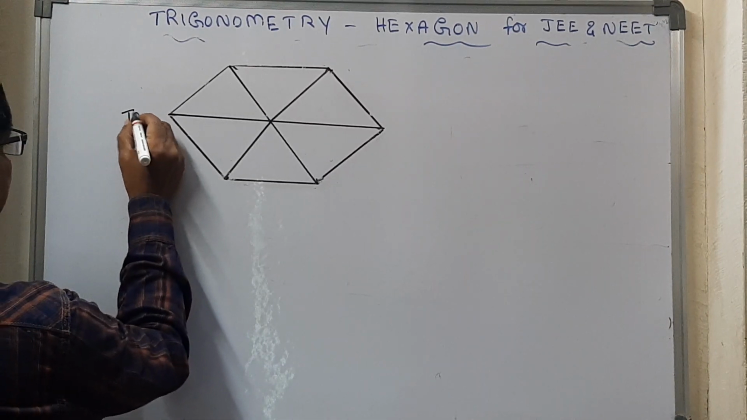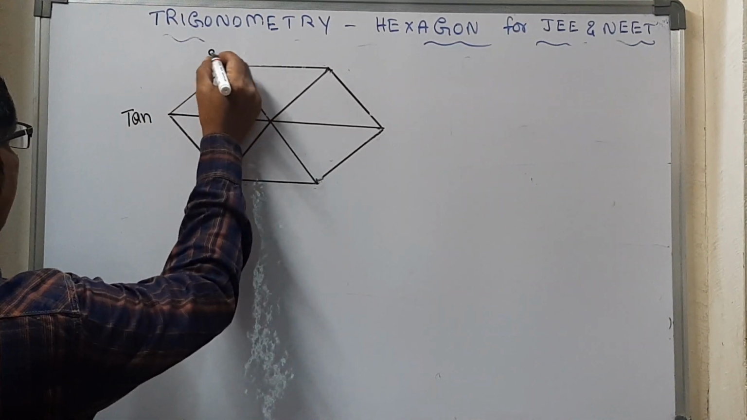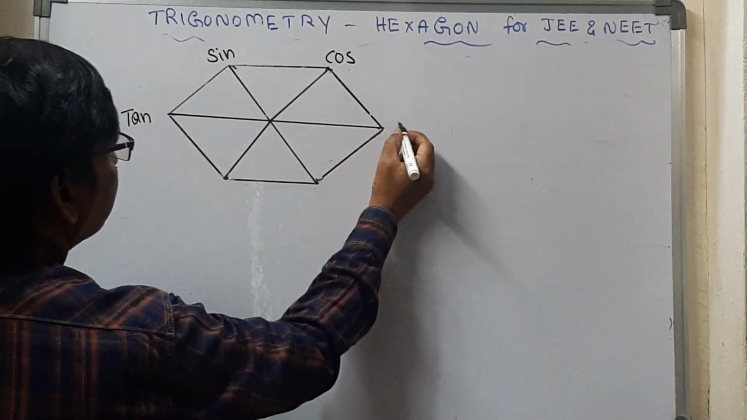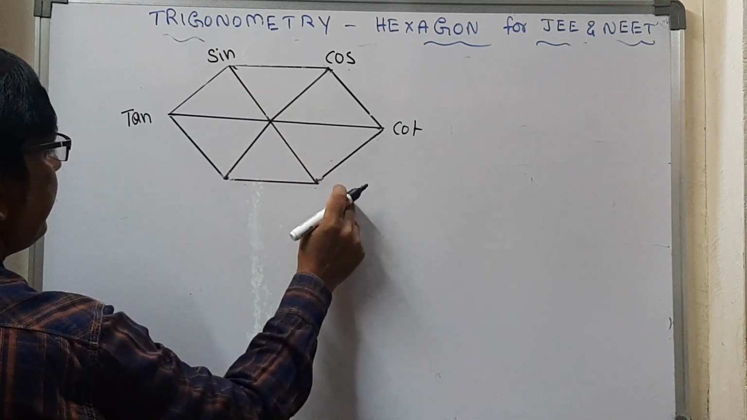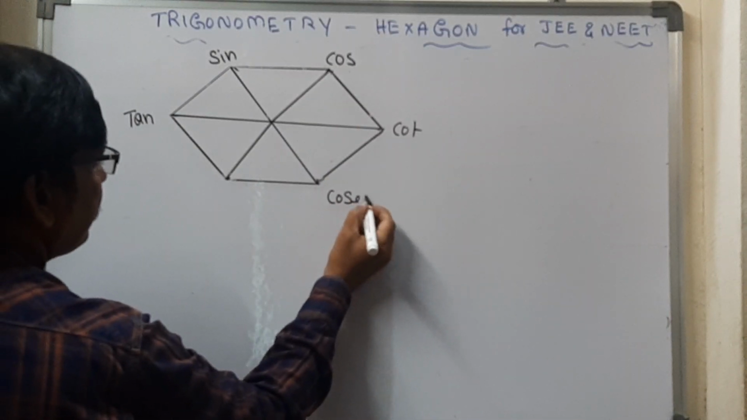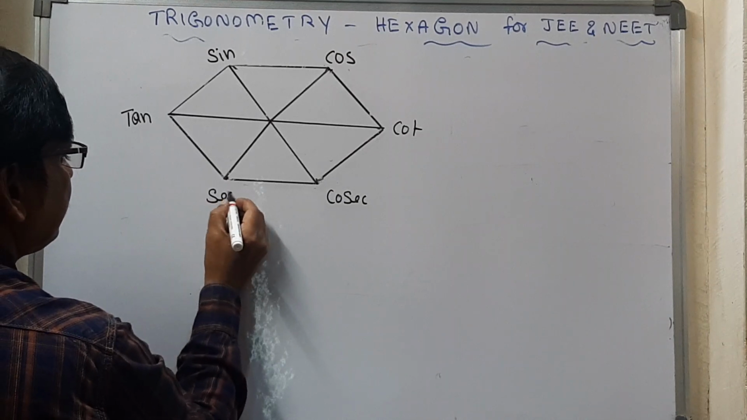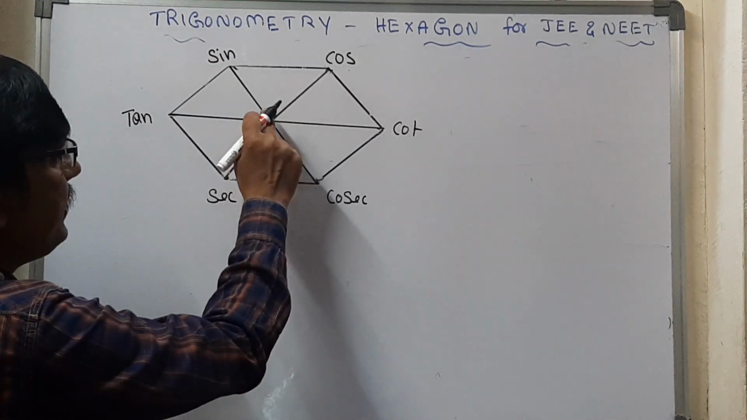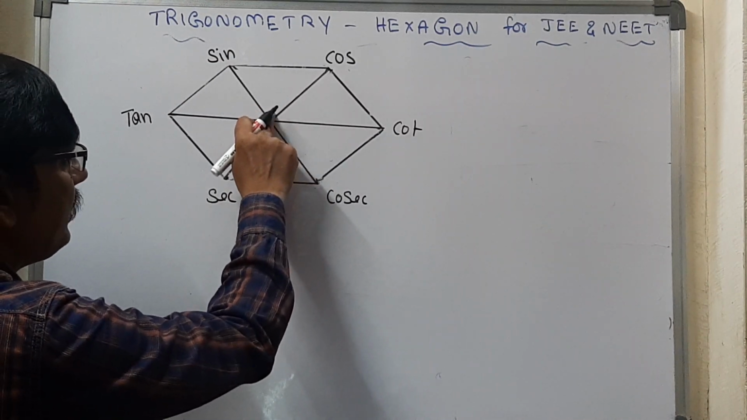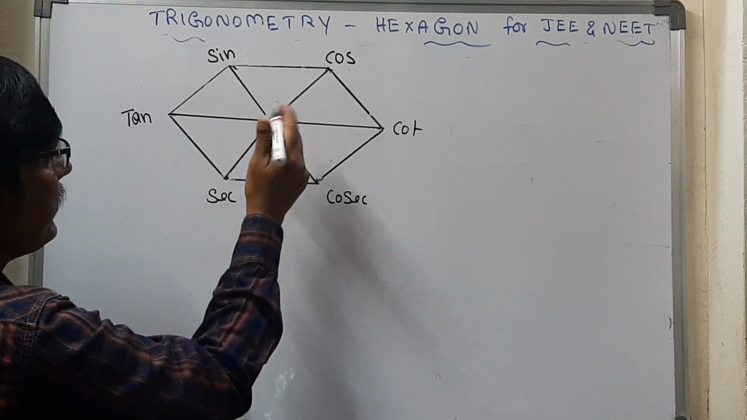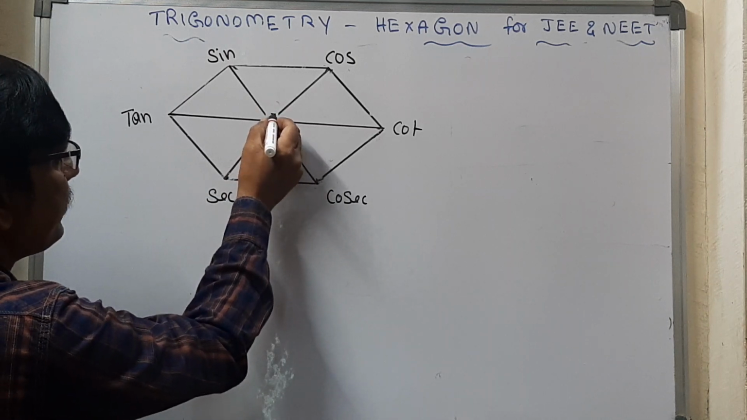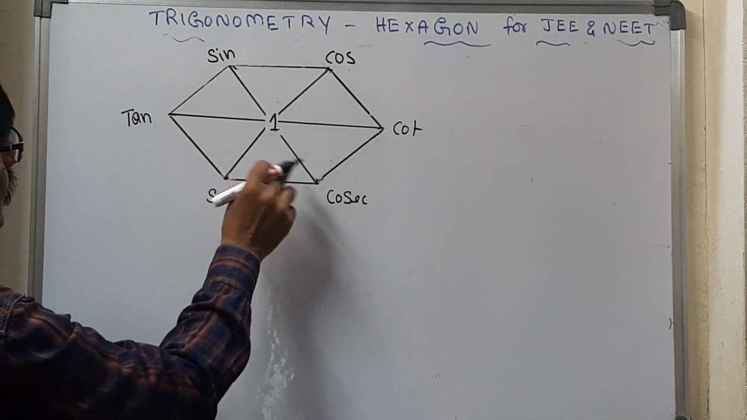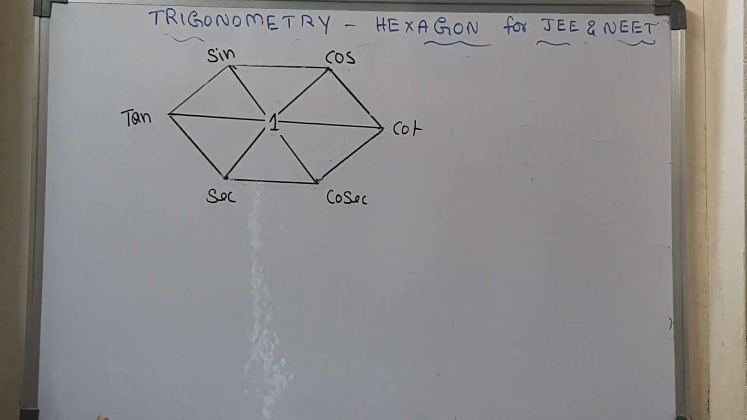And now you write like this. First of all write the functions tan, next sin, cos, then tan, cot. As you know, sin, cosec, and cos, sec. First of all you write down all these, and in the middle you take one number. That number you write as a 1. Okay, right. And here our job has been completed. Now let us see how all this acts.